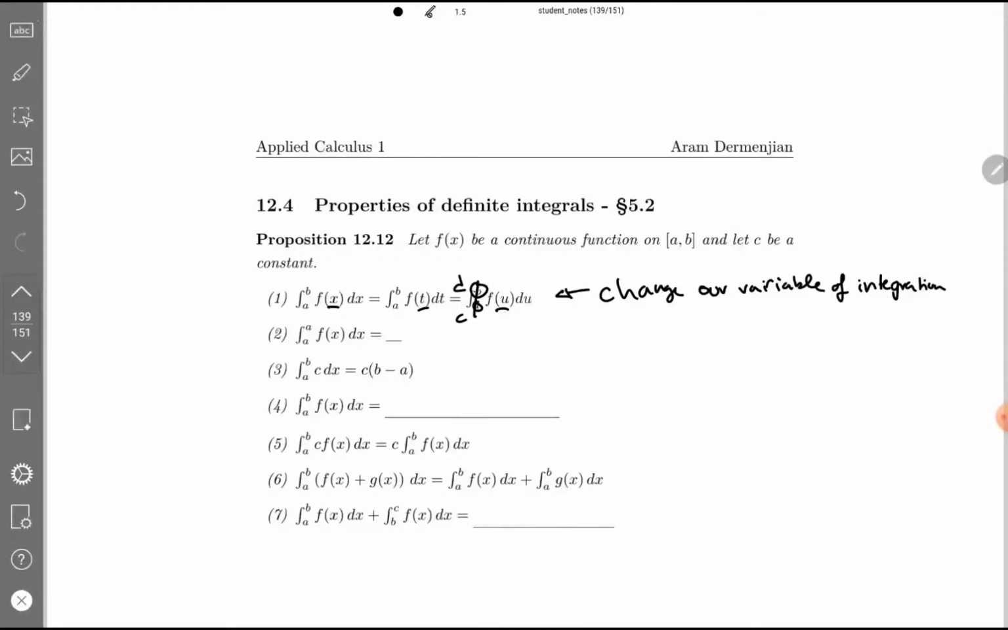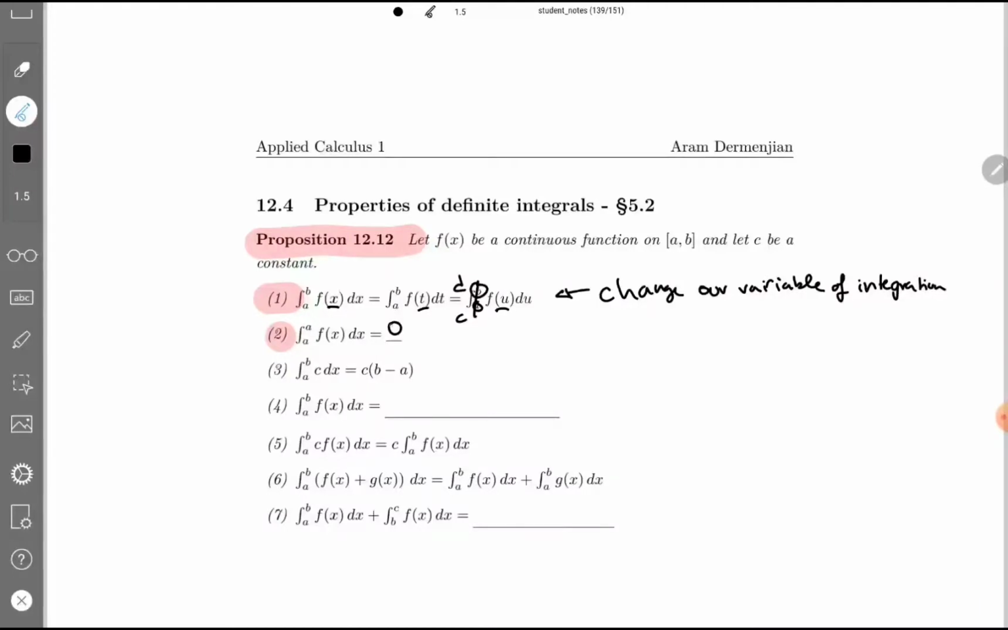Part 2, so here I should highlight these. If you look at it, we're taking the integral from a to a. If you think about this for a second, we're taking the area of some function from some point to itself, which basically means we have no area. We're not really changing anything. So this is going to be 0.